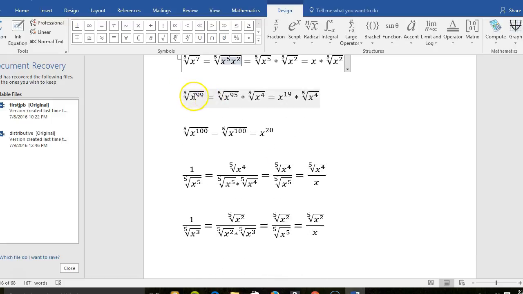Now, the fifth root of x to the 99, that's the fifth root of x to the 95 times the fifth root of x to the 4th. Now, guys, 95 divided by 5 is 19. And remember, x to the 4th can't come out. 4, the power, is smaller than the index of 5. So that's stuck. And down here, 100 divided by 5 is 20. Game over.